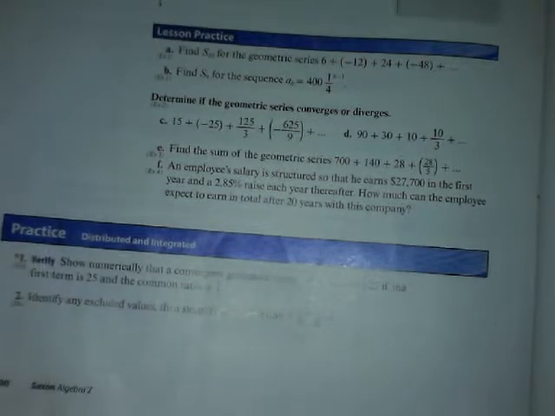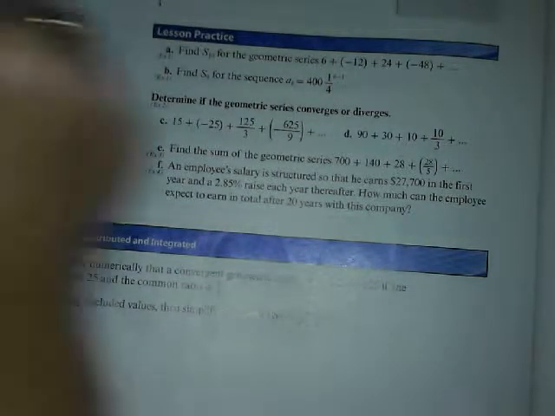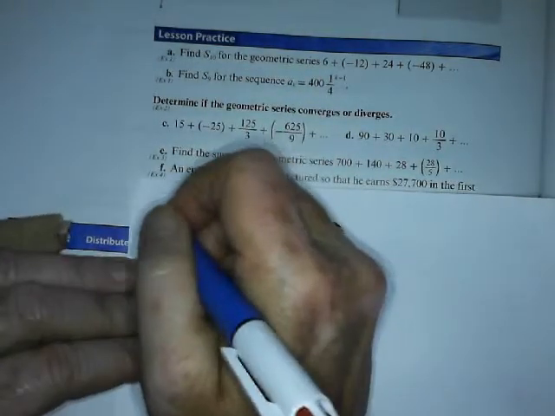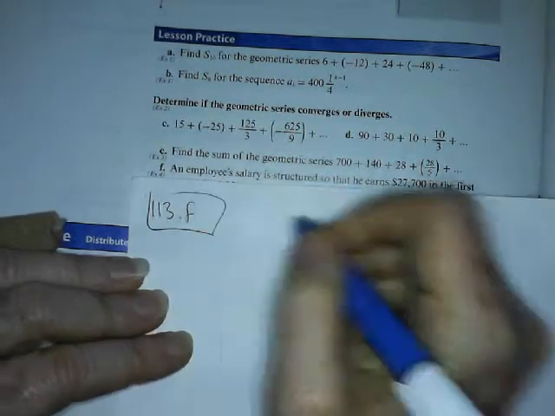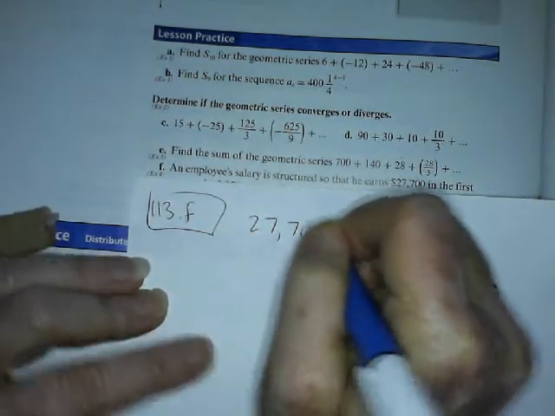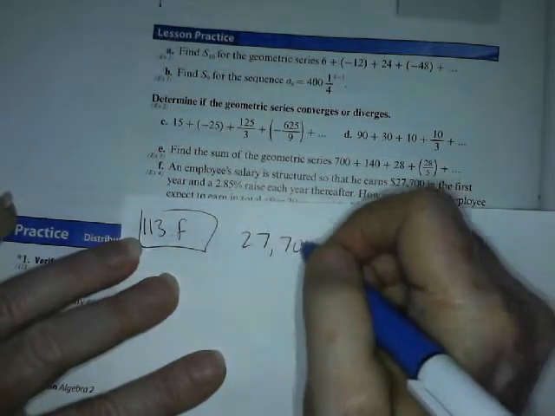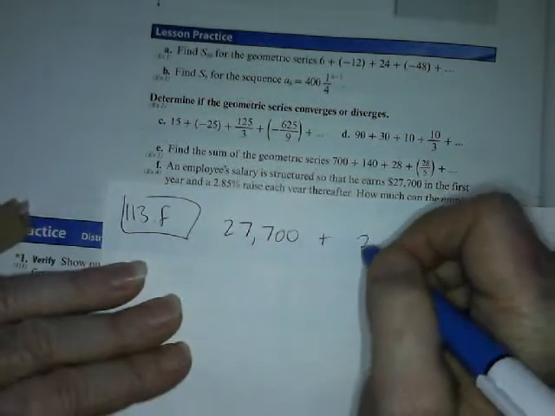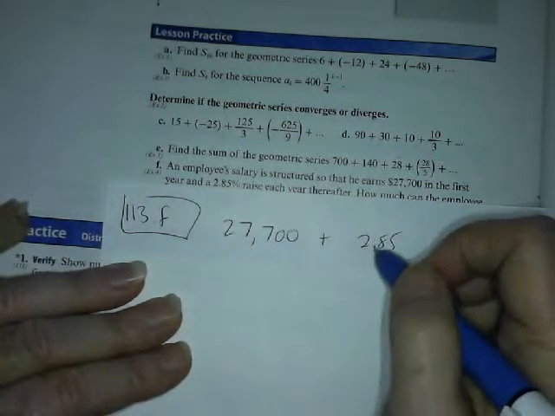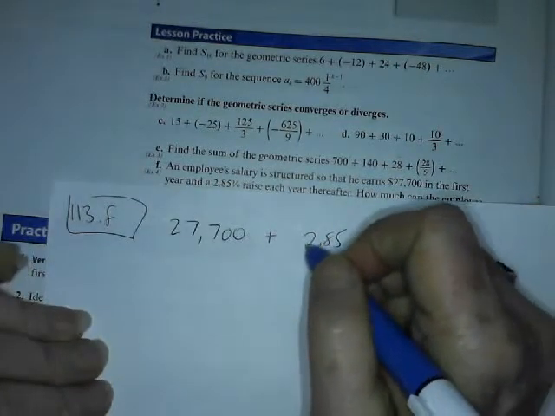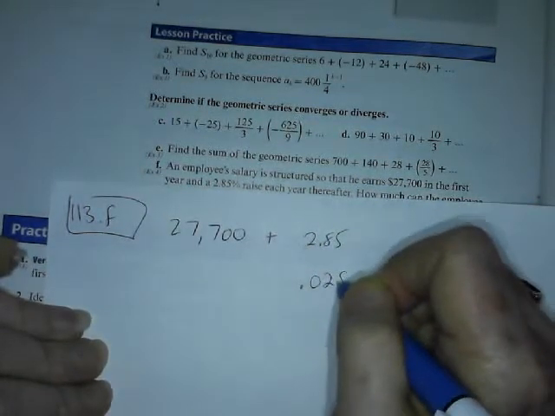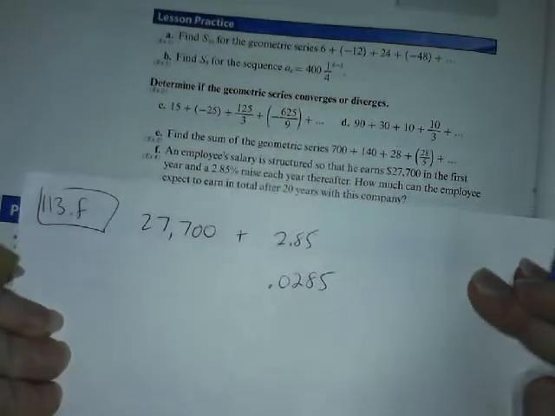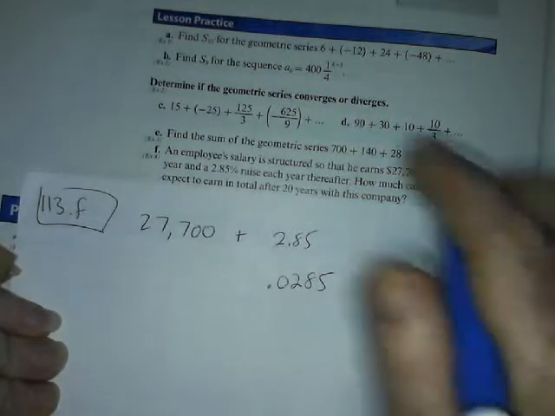Kind of ran out of paper. Let's see. Okay, an employee's salary is structured so that he earns $27,700 in the first year, and a 2.85%, hey, percent, I got to move the decimal 2 places to the left, 0.0285 raise every year thereafter. How much can the employee expect to earn after 20 years?